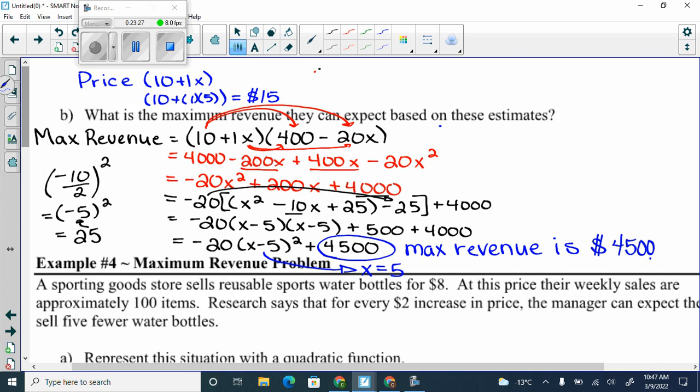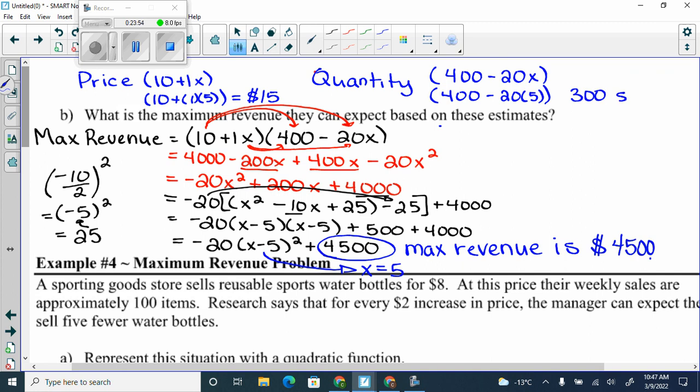Go to the quantity bracket. Correct? The quantity bracket is 400 minus 20x. X is what again? What did we figure it out to be? 5. So I'm going to go 400 minus 20 times 5. 20 times 5 is 100, correct? So this is 300 sessions. So they sold 100 sessions less, but still made more money.